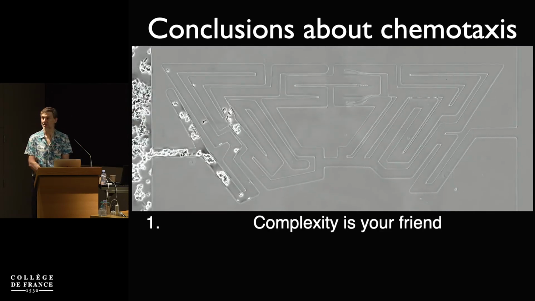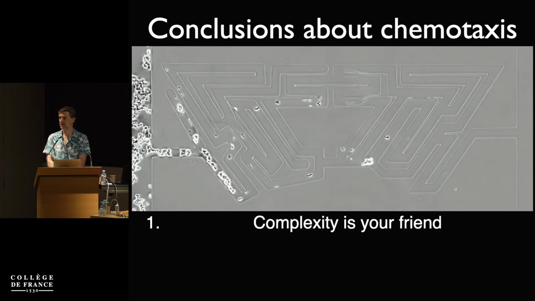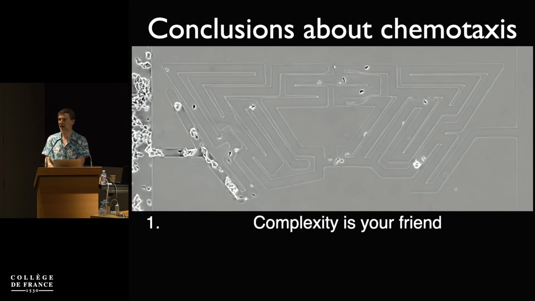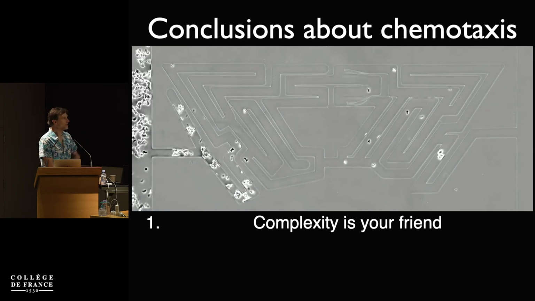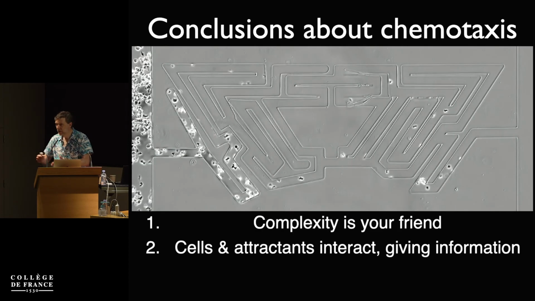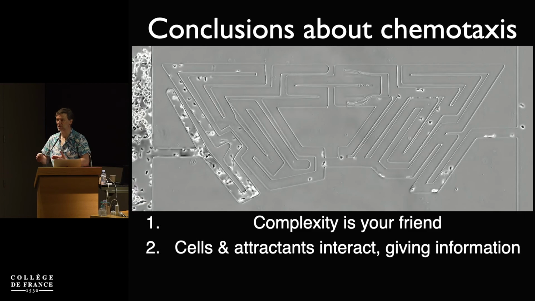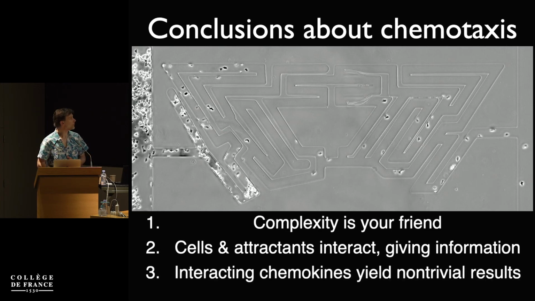Just to give you some conclusions, we cell biologists love to say simple things. In things like chemotaxis, we have to stop it. Complexity is your friend. Complexity is interesting. Complexity is wonderful, so long as you have something like models to understand it. The other thing we have to get our minds around, because people don't think this way, is that cells and chemoattractants interact with one another, and the result of that interaction is information. And finally, if you get things like interacting chemokines, the results are non-trivial and they are interesting and they're cool.